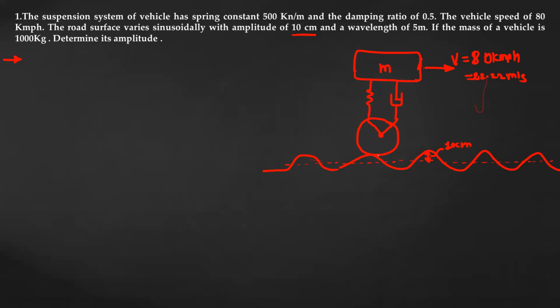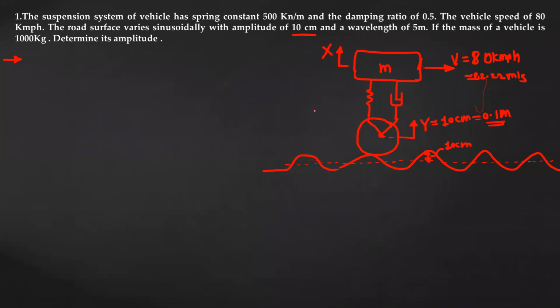As this wheel is directly in contact with this speed breaker, or this profile, the amplitude of the speed breaker is directly transmitted to the wheel. So the wheel will receive the same value of displacement, represented as capital Y, that is equal to 10 centimeter. So this is equal to 0.1 meter. Out of this Y value, how much is transmitted to the mass or the vehicle chassis, that we have to find out. So this amplitude is nothing but the capital X value.